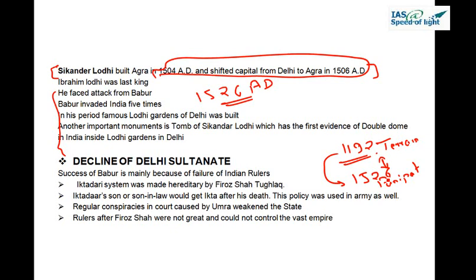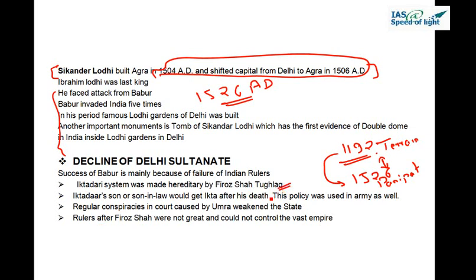So we can sum up the decline of the Delhi Sultanate, which is the success of Babur. We will study Babur in our next lecture when we start the Mughal rule in India. There was some inherent weakness which started after the death of Muhammad bin Tughlaq. First, the Iqtidari system was made hereditary.